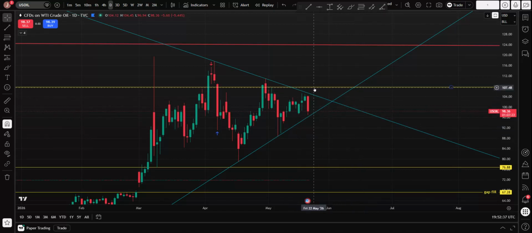Remember, you want breakout confirmation on either side to really know where this is going. Okay, so keep this on your radar and pay attention.